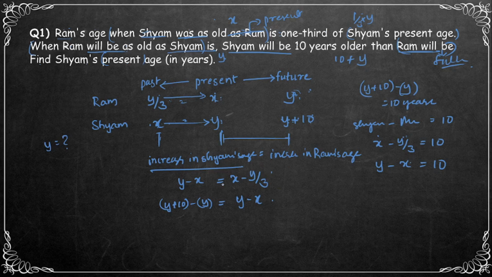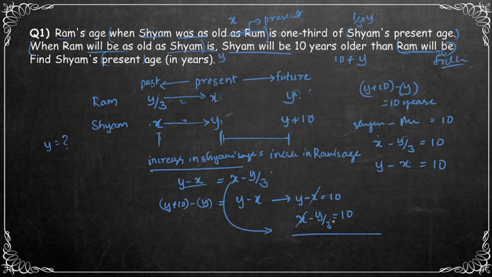Now, if we see y minus x, from this equation we can write y minus x is equal to 10, and from this equation if you substitute y minus x as 10, we have x minus y by 3 is equal to 10. Now we need to find y, that means we need to eliminate x. So how do you eliminate x from these two equations? You simply add them. Here we have minus x, here we have plus x, so they will cancel.